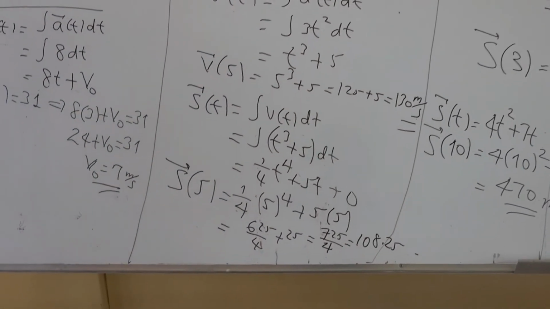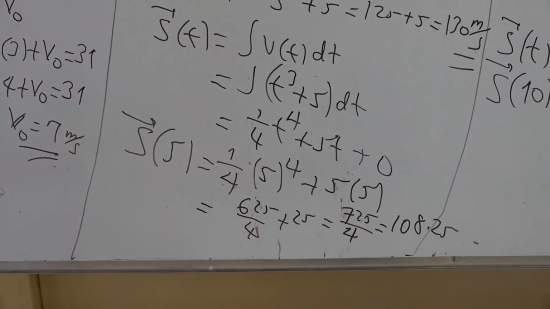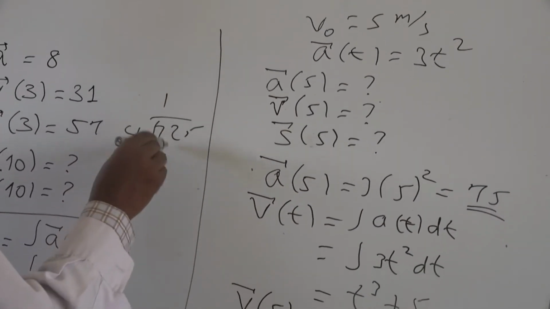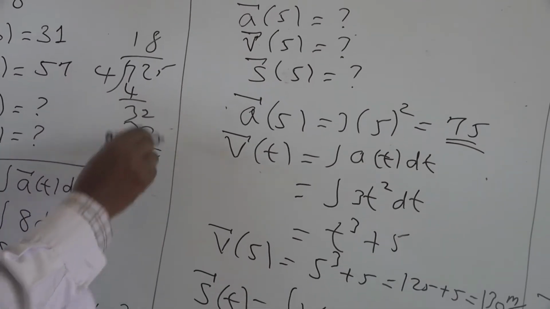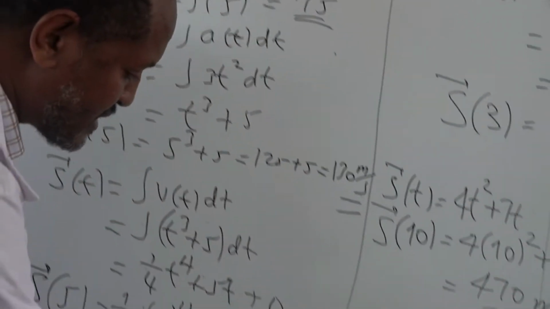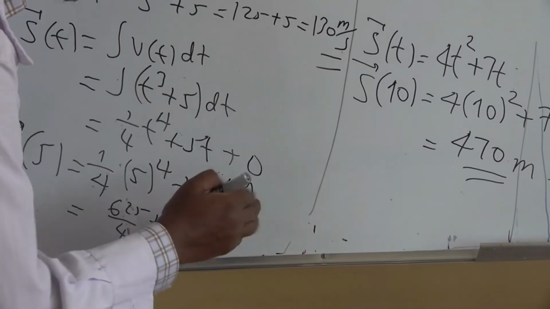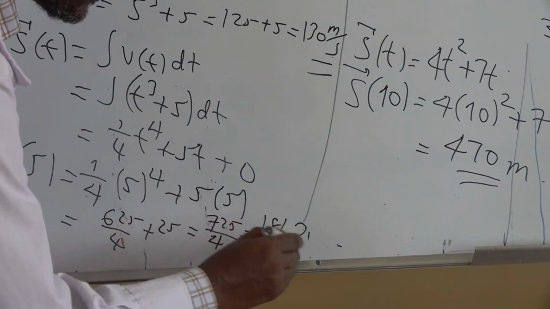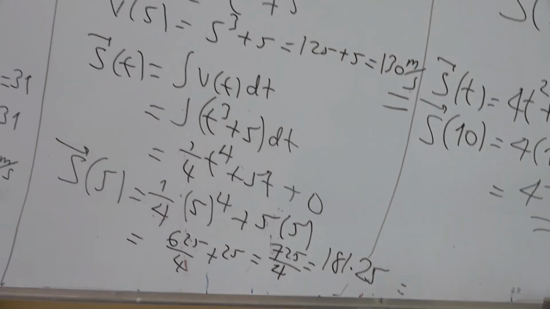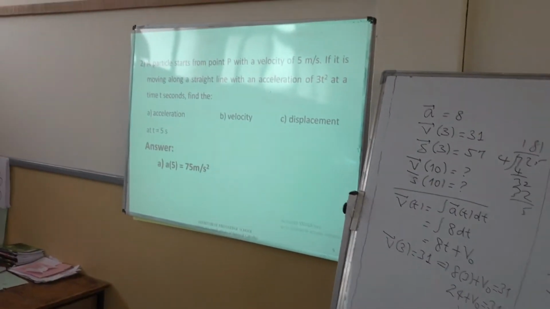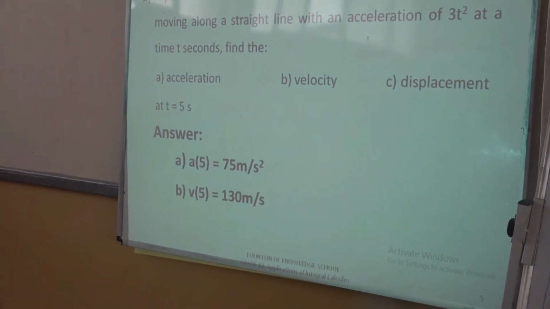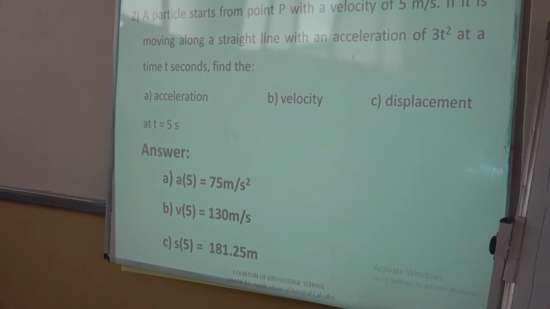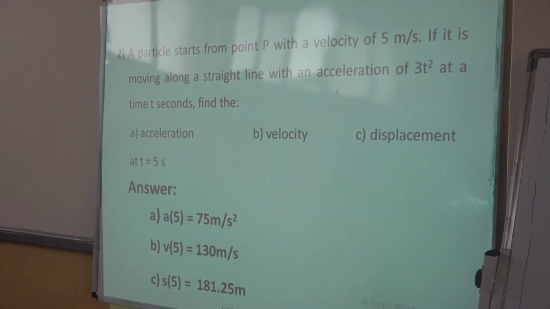and that is 108.25. Is that 108? 725 divided by 4, 181.25. So let us see our answers. Acceleration is 75, velocity is 130, and displacement is 181.25.